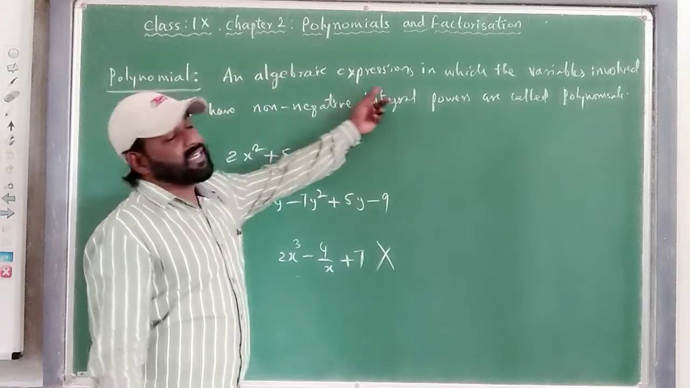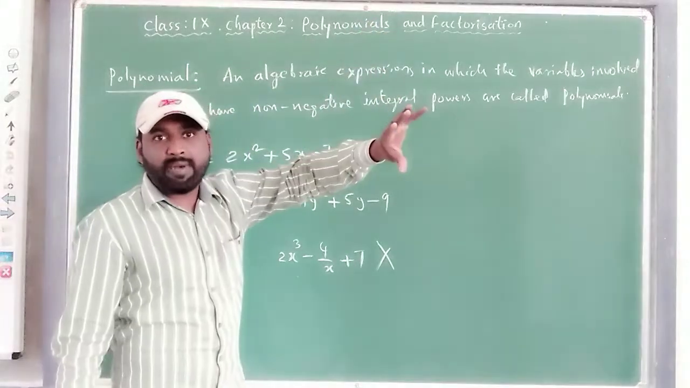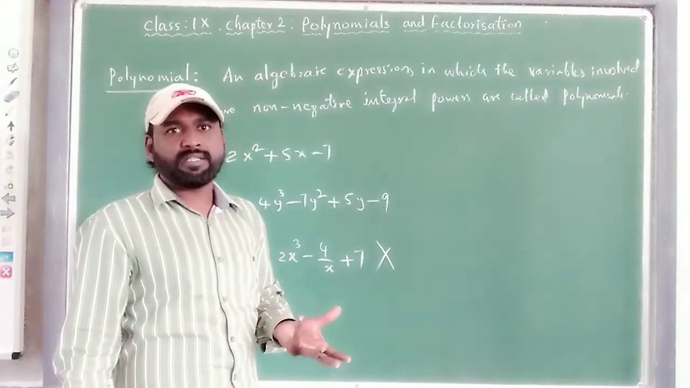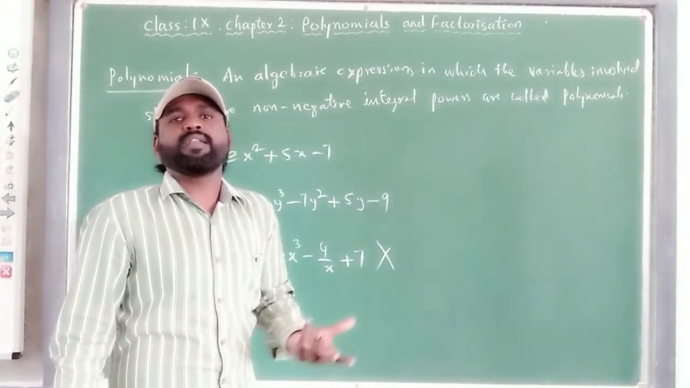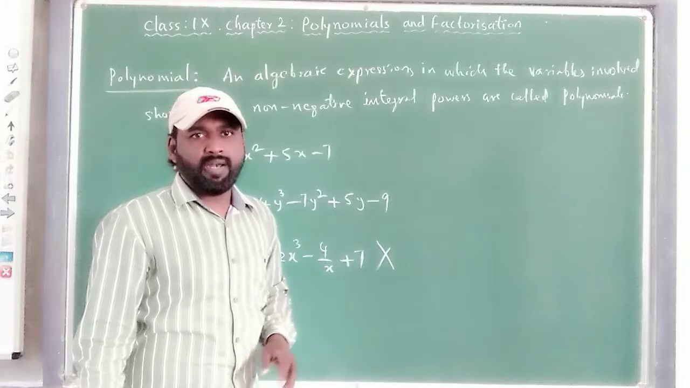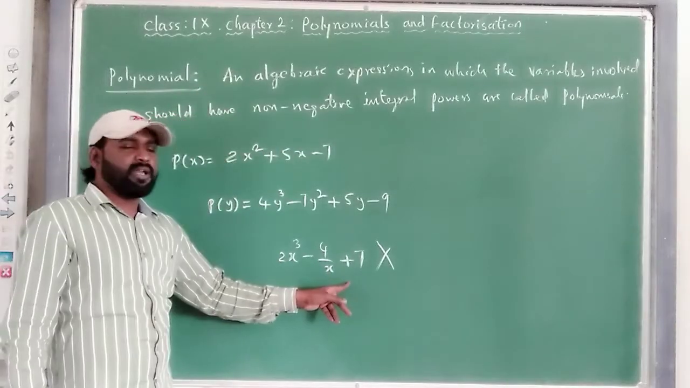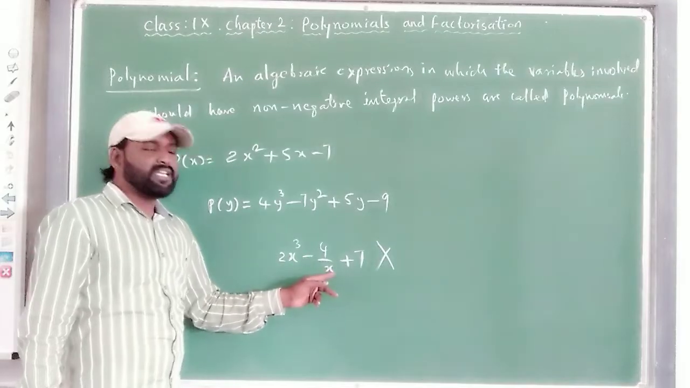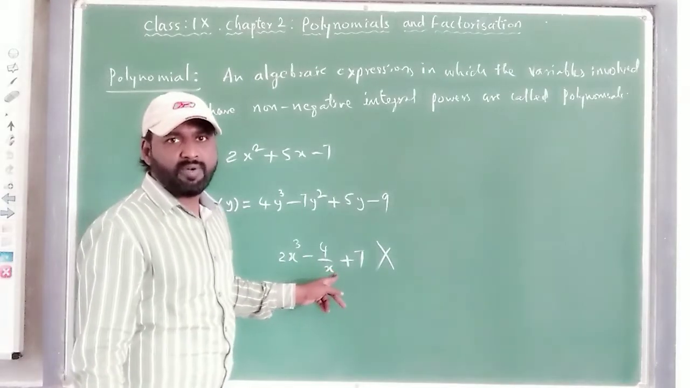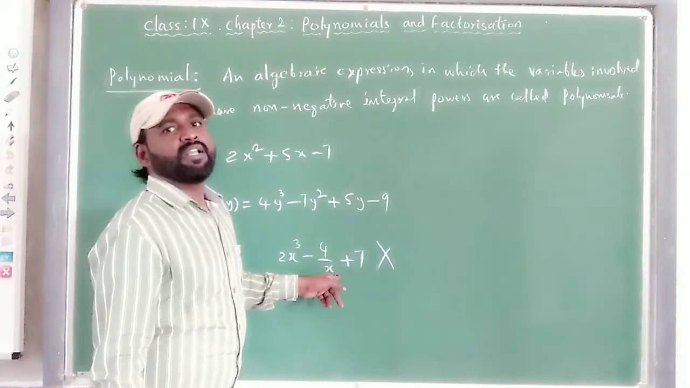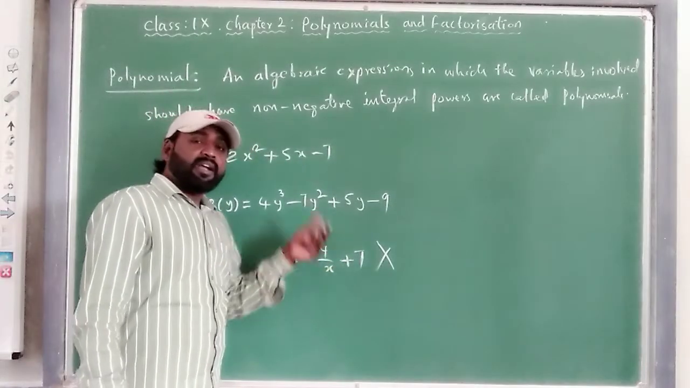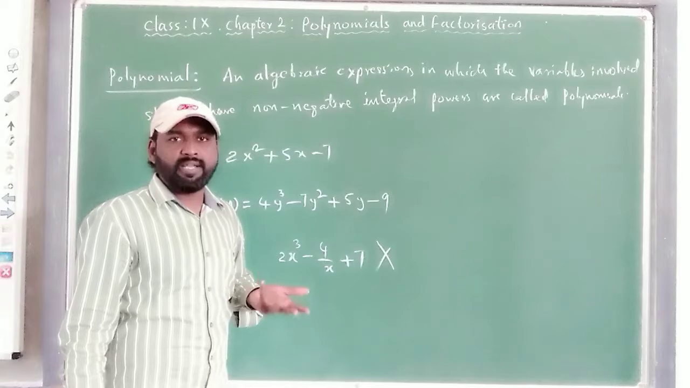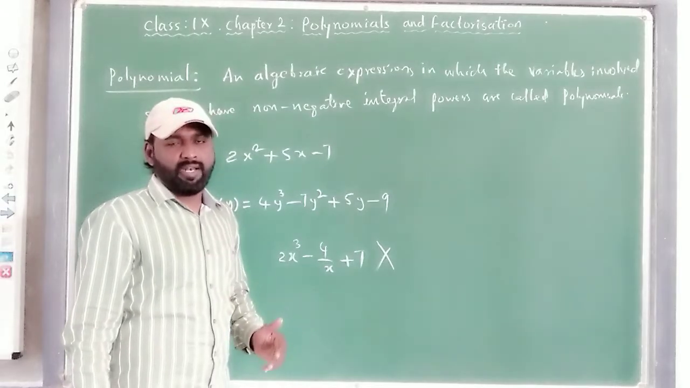Already we have given the definition. An algebraic expression which has only non-negative integral exponents of variables, then only we can call it a polynomial. So this is not a polynomial. Why? The reason is that x, the variable, is in the denominator place. The variable should not be in the denominator. It should compulsorily have a positive integer as its exponent. Then only it will become a polynomial.